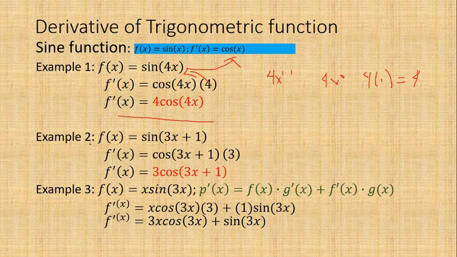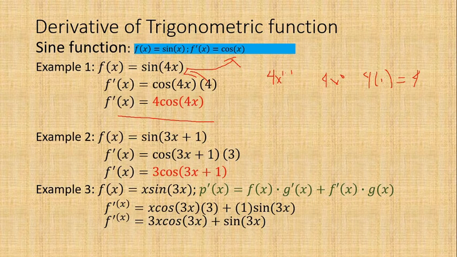Then example number 2, f of x is equal to sine times 3x plus 1. Change sine to cosine, copy 3x plus 1, then derive 3x plus 1 using the rules. Okay? So, 3 times cosine 3x plus 1.